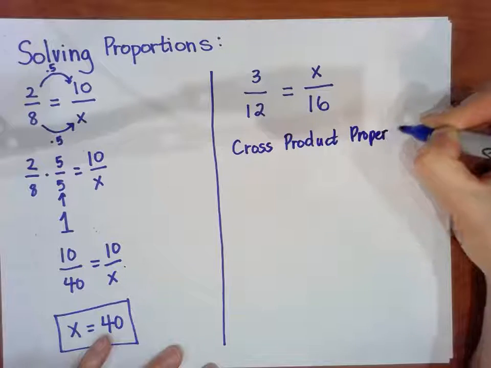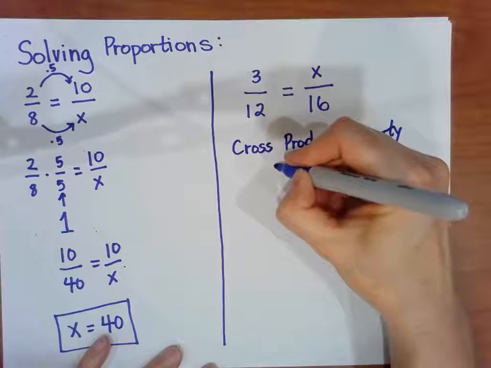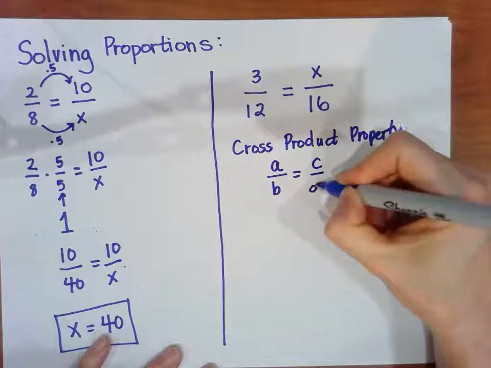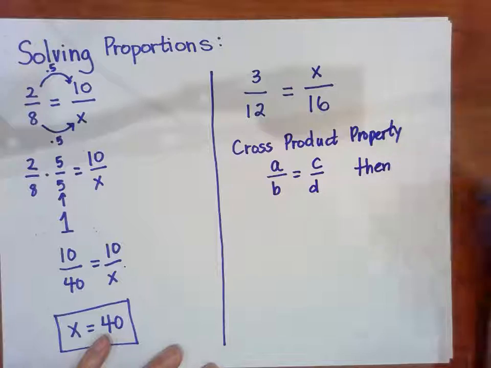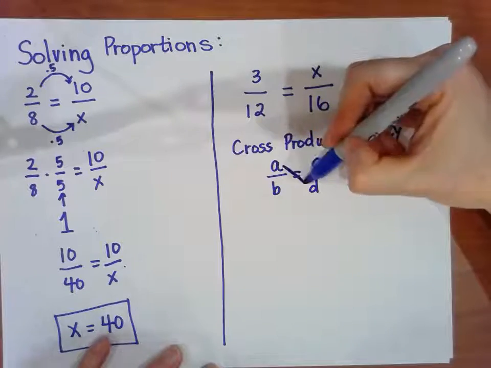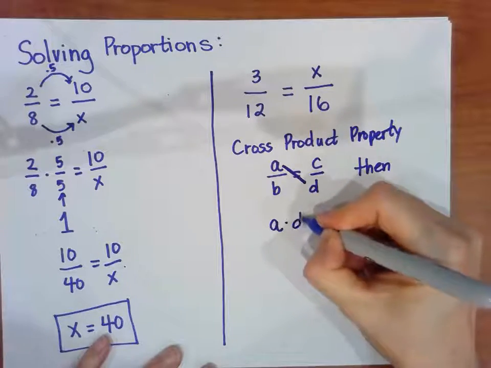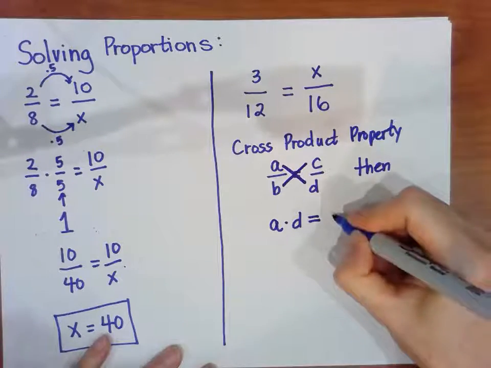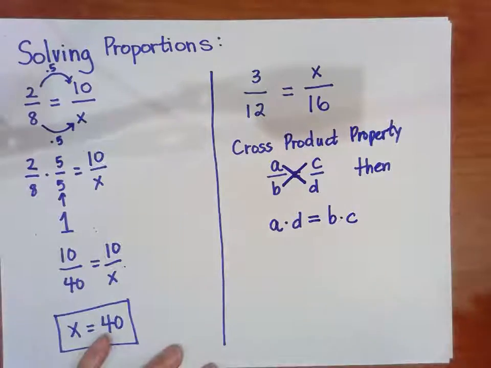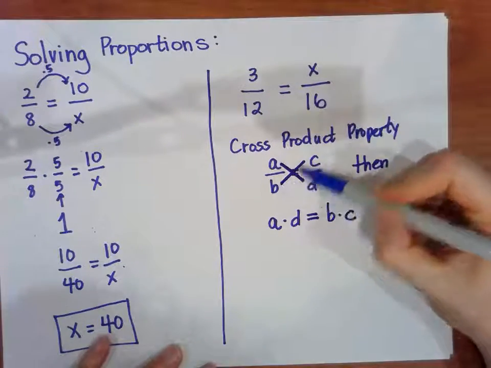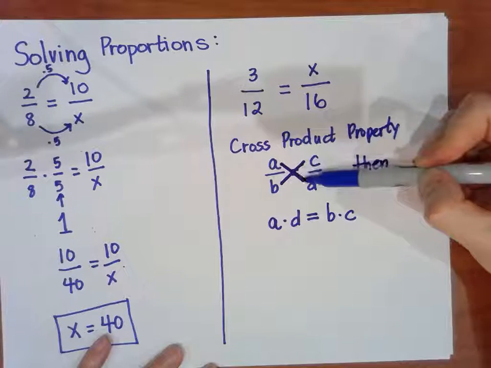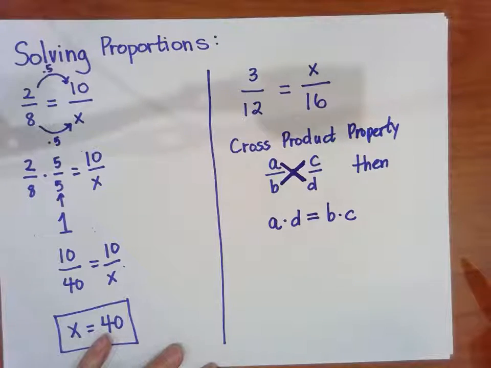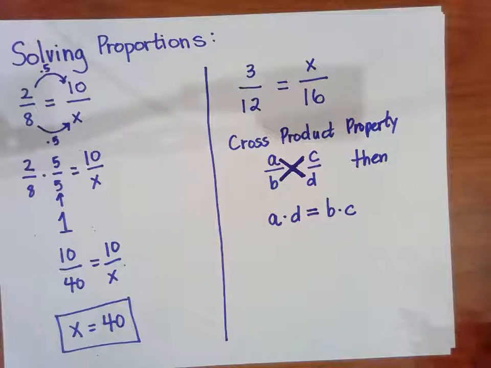So the cross product property tells us that if we have one ratio, A over B, and that's equal to another ratio, C over D, then if we go crosswise and multiply A times D, we will get exactly the same thing as if we go the other crosswise, B times C. Okay, so notice we make a little cross in here. So if we take the product of A times D and the product of B times C, we go crosswise, we will get the same values.